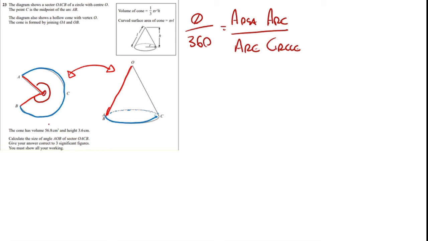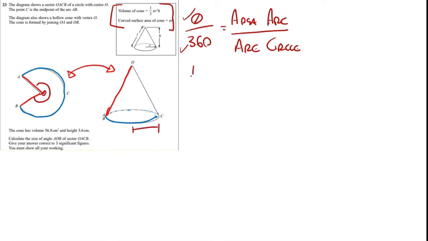Theta is what this question's asking for, so we don't need to work it out just yet. 360 we've got. So we need the area of the arc and we need the area of the circle. So we need to find the radius of the segment, I should really be saying. And when we find the radius, we can find the area of the circle. Now we've got formulas here that we can use. The first one, we've actually got enough information to work out the radius of the cone, which would be this length here.